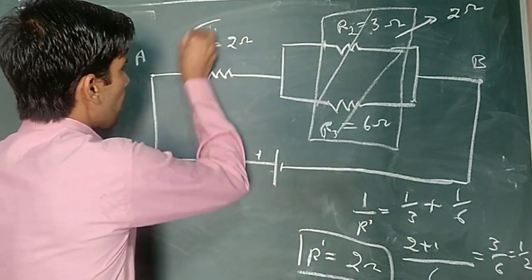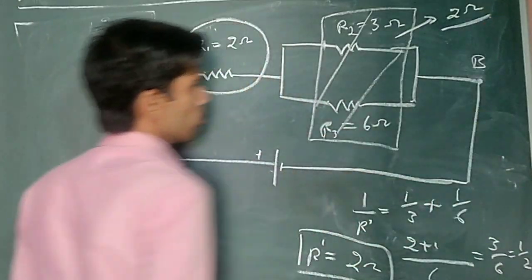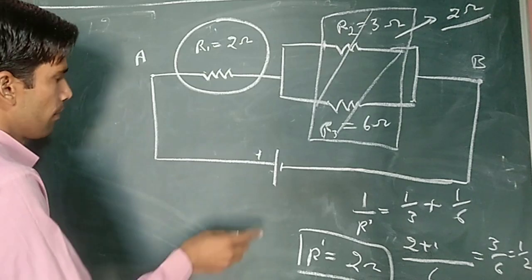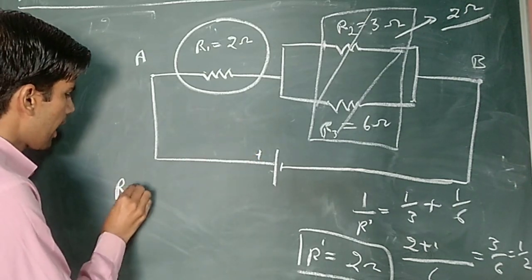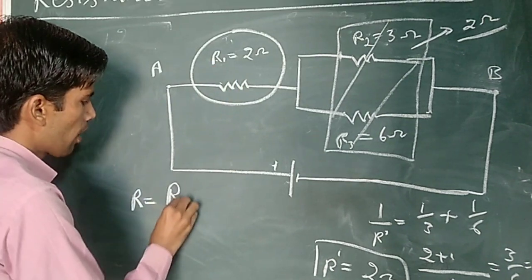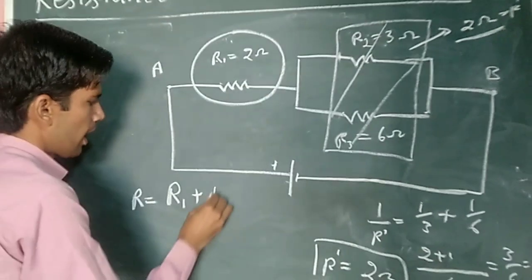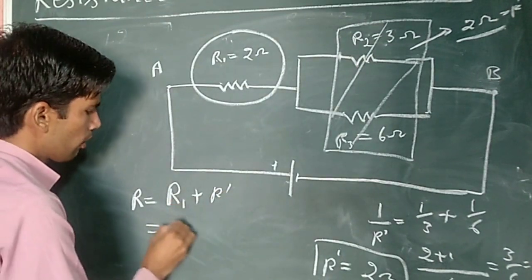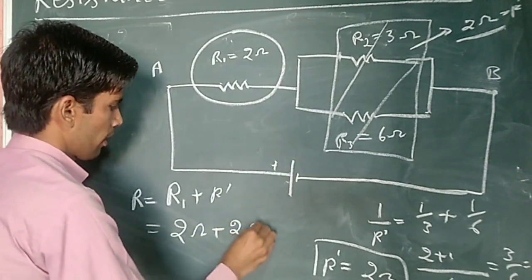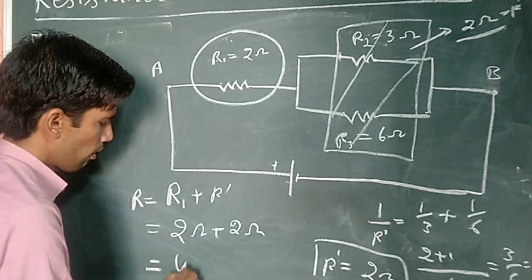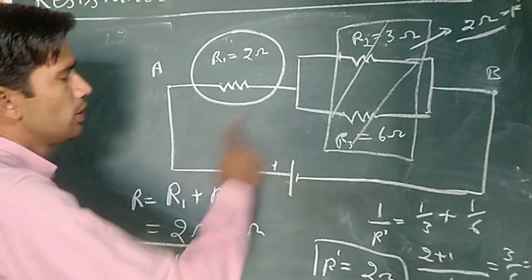Now this resistance R1 and this resistance of 2 ohm are connected in series. Then the net effective resistance R is equal to the sum of R1 and R dash. Here R1 is equal to 2 ohm and R dash is equal to 2 ohm. Now the net effective resistance is 4 ohm. Then 4 ohm is the net effective resistance of this circuit.